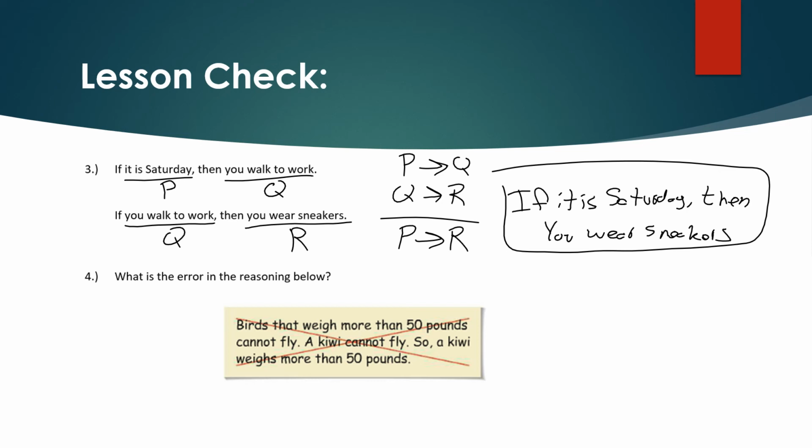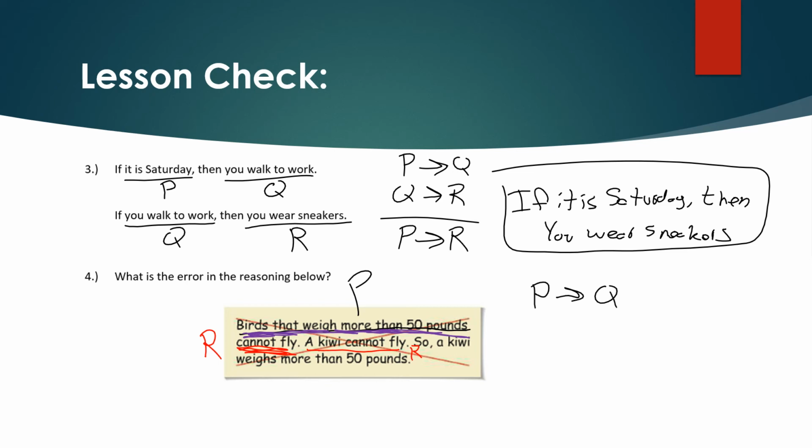So birds that weigh more than 50 pounds, that's going to be your P. Let me try to highlight in that color that we can see better. So birds that weigh more than 50 pounds, that's P. And what's my conclusion? What's R? They cannot fly, R. And then it says kiwis cannot fly. That's R.